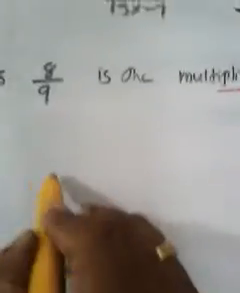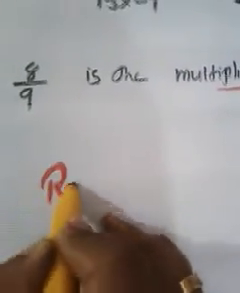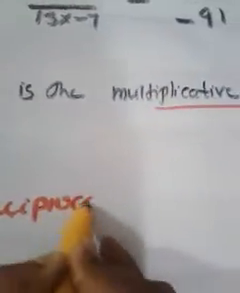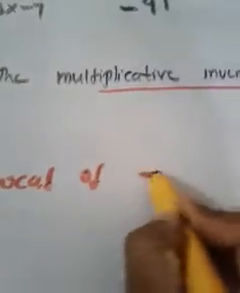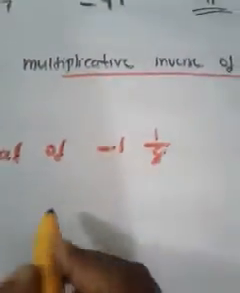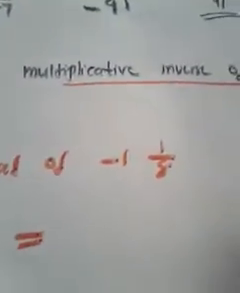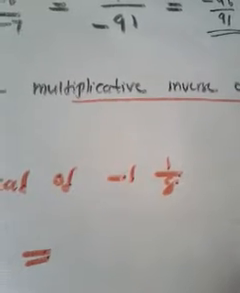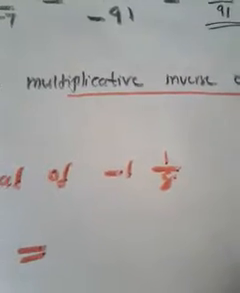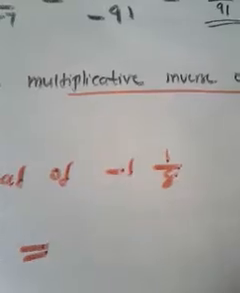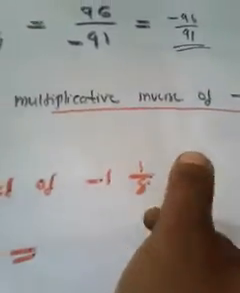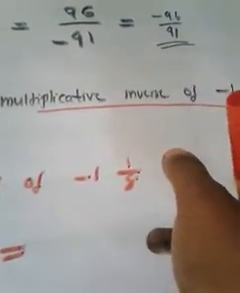So let me calculate the reciprocal or multiplicative inverse. Both are the same. The reciprocal of minus 1 by 8. In order to take the reciprocal, if it is a fraction, it is very simple. Just change the order, that much only. The denominator becomes the numerator, and the numerator becomes the denominator. If the fraction is like this, what is the reciprocal?